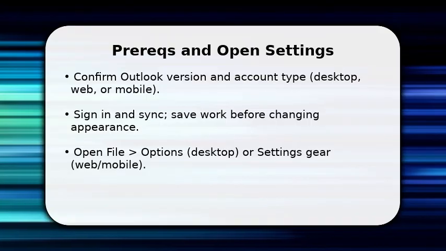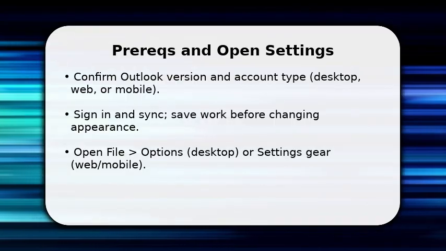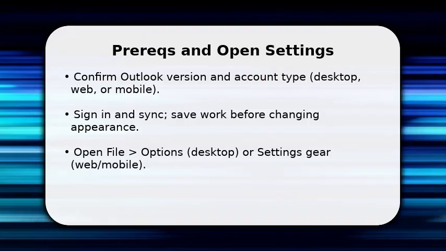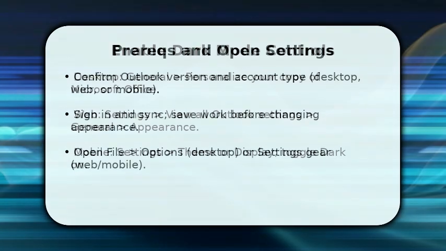Now open the Settings area on desktop, go to File then Options. On web or mobile, tap the Settings gear. This first step locates the appearance controls. You're doing this now to ensure the dark mode setting applies to the right account and device, which avoids surprises later. Once you're in Appearance Settings, enable dark mode where offered.